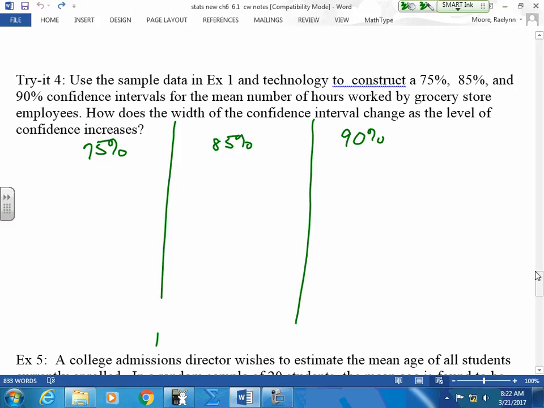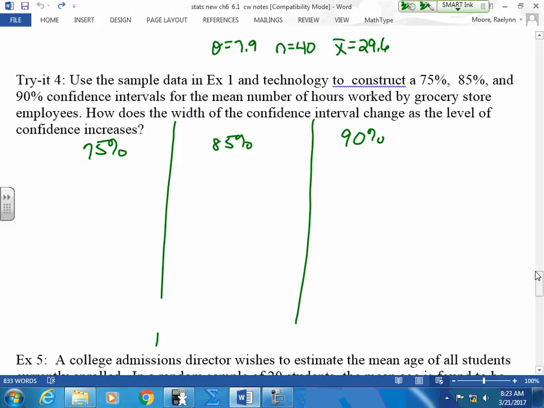So, in example 1, let me write the information. In example 1, our standard deviation was 7.9 again. Our N was 40. We surveyed 40 employees, and our sample mean was 29.6. This was from example 1. We did this yesterday. Only we cheated. We didn't put it in our L1. But you guys know how to do that.